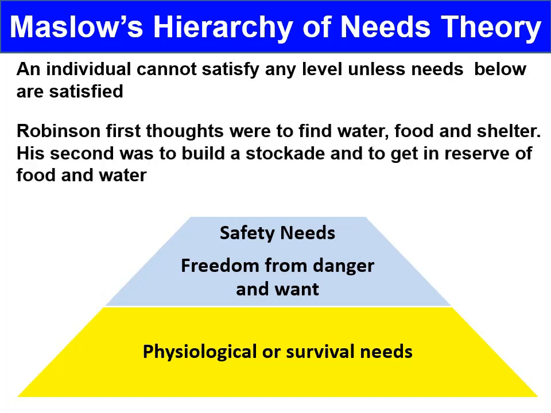So for these safety needs we can refer to the story of Robinson, who first looks for water, food and shelter, and after that he moves to another second level of motivation, where he builds the stockage, satu pondok atau rumah kecil, and he will get enough reserve of food and drinks for him to survive, and only then will he go for the next level to get safety by building his own little house, because he wants to be free from dangers.